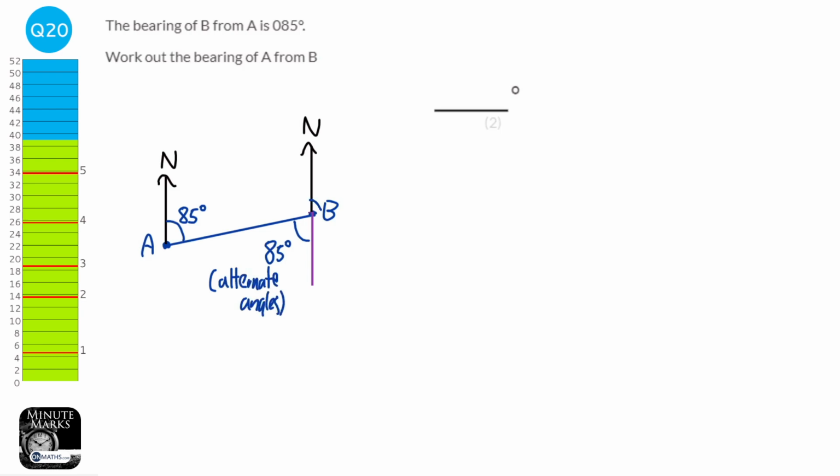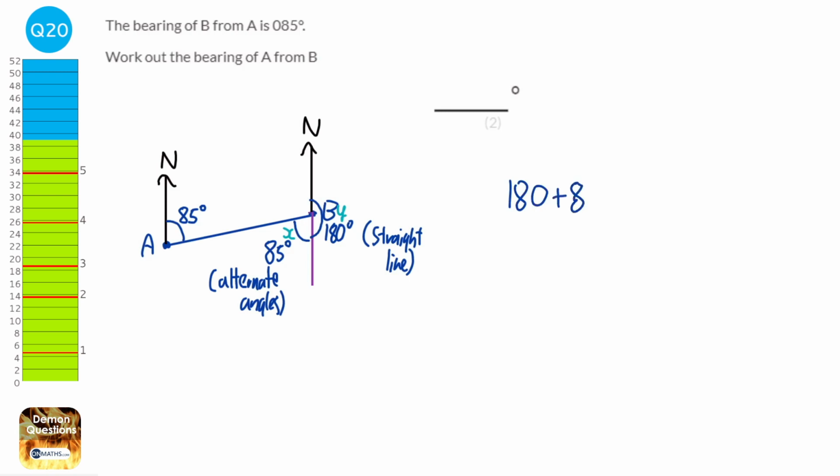and we know that this angle here is going to be 180 degrees because it's a straight line. And I'm not a fan of doing the reasons on the diagram, so perhaps I should have labelled this an X and this a Y and written X equals 85 and Y equals 180 somewhere else. And so to work out what the bearing is, I just need to do 180 plus 85. So 180 plus 85 is going to be 265 degrees.